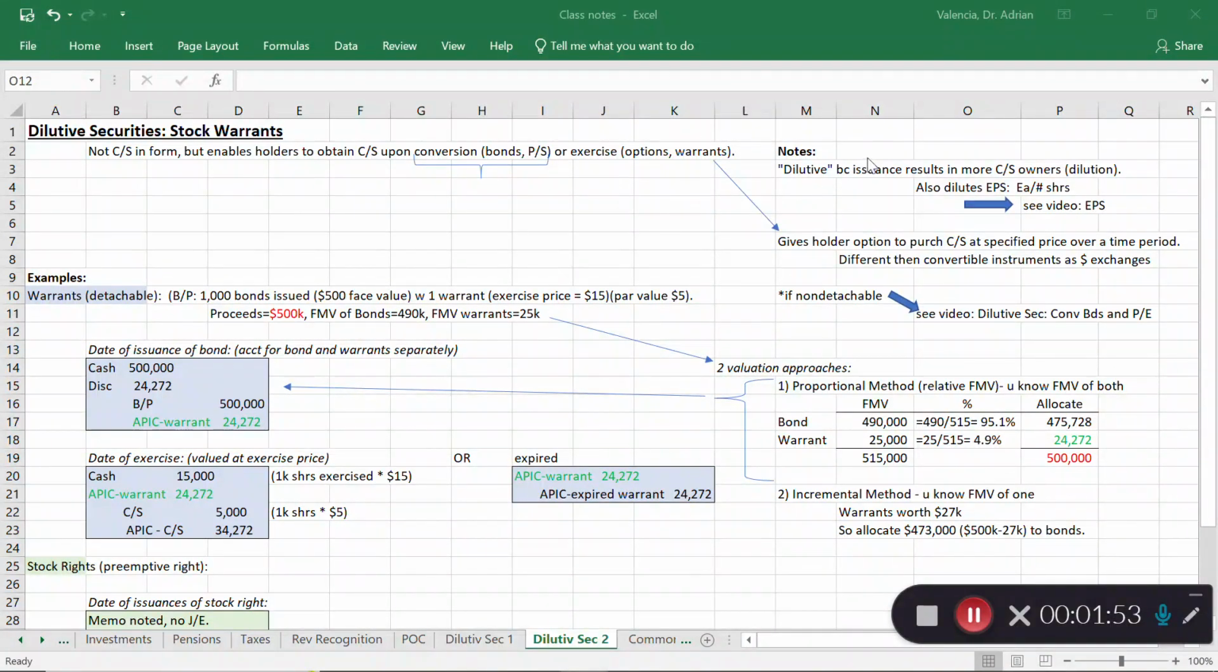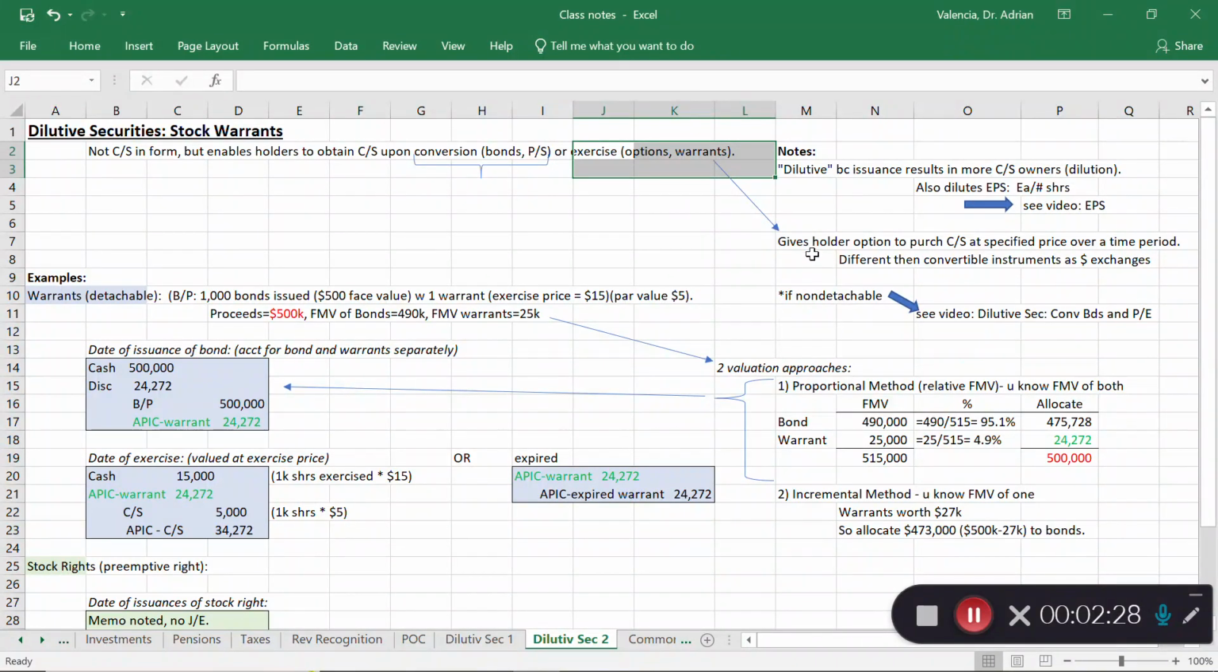So we talked about why we call these dilutive securities, and it's because obviously the more common stock that you have outstanding, the lower the earnings per share is, right? And possibly the dilution of the owner's percentage occurs, right? There'll be a video on earnings per share and how to compute earnings per share given these dilutive instruments. But let's focus here in this video on the options of the warrants that can be exercised.